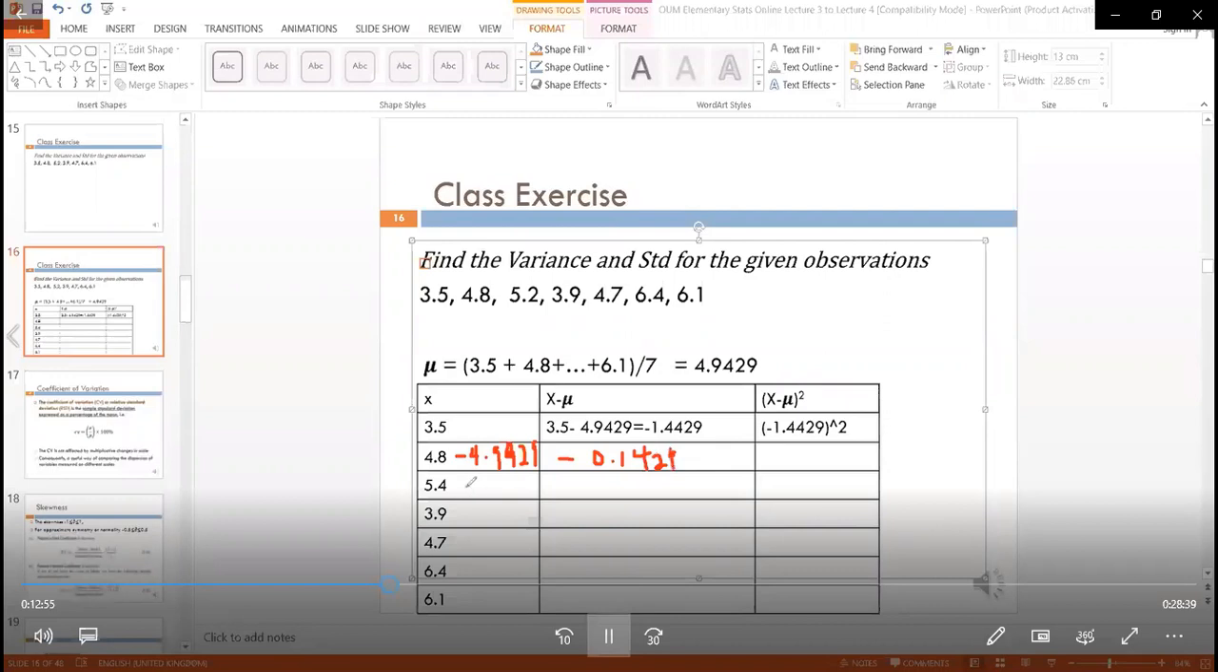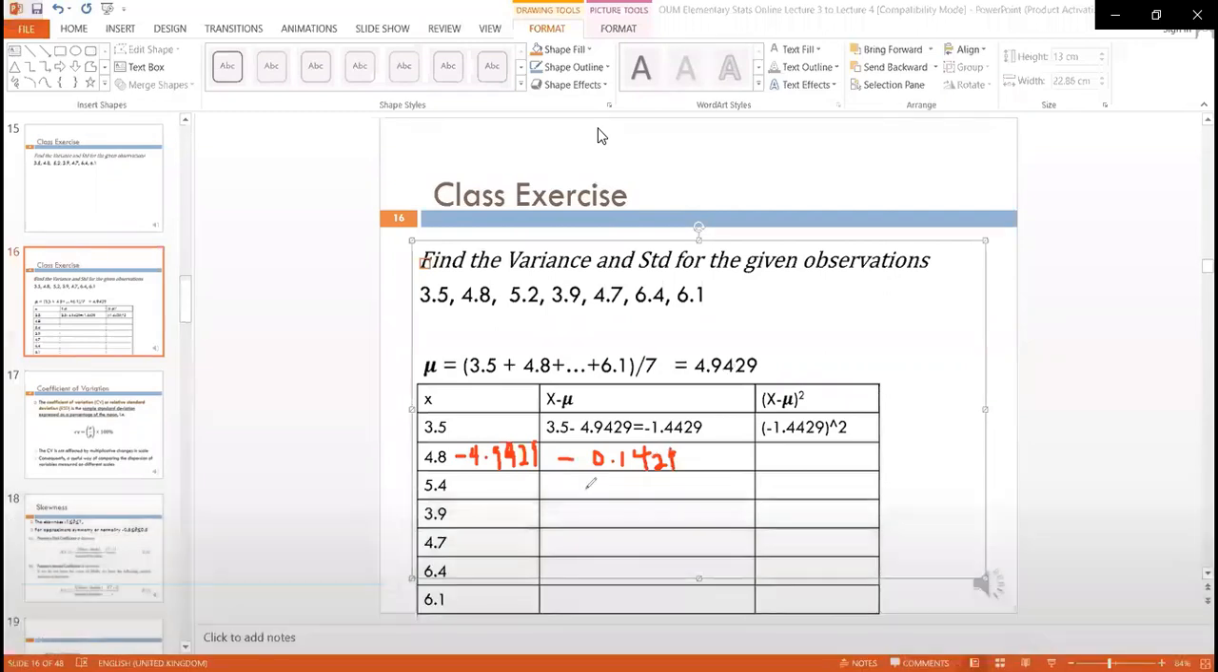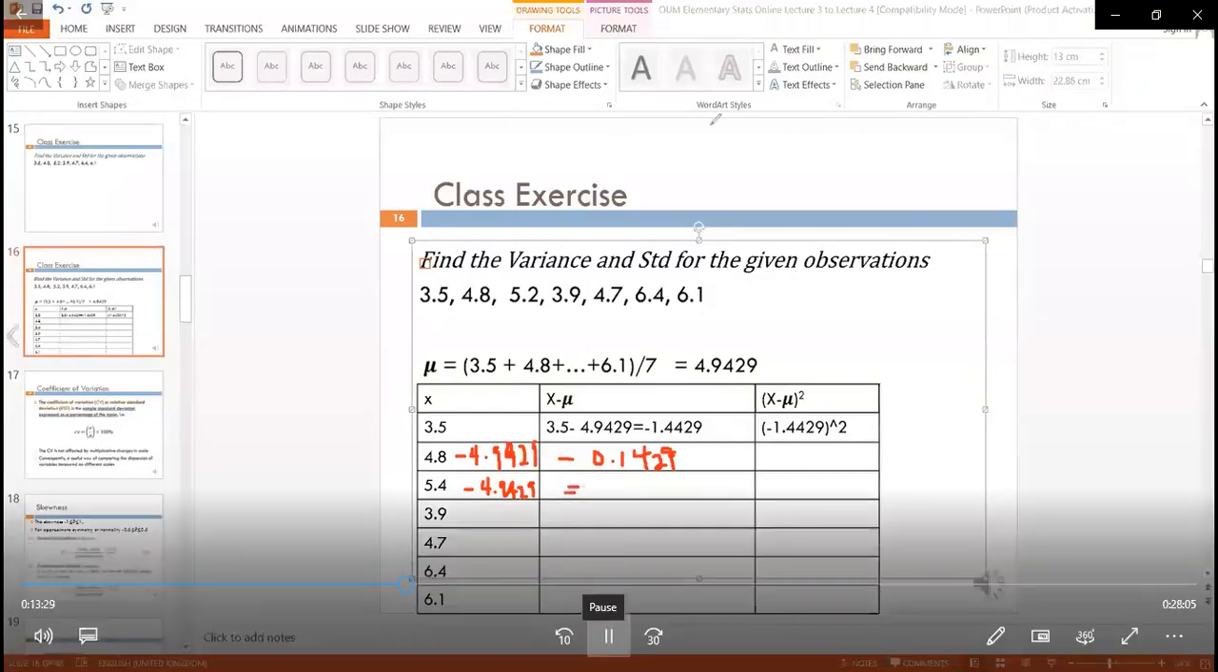Then the next one, 5.4 minus the mean. What do we get? 0.4571. Good.